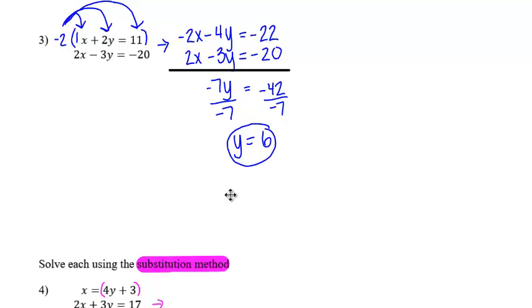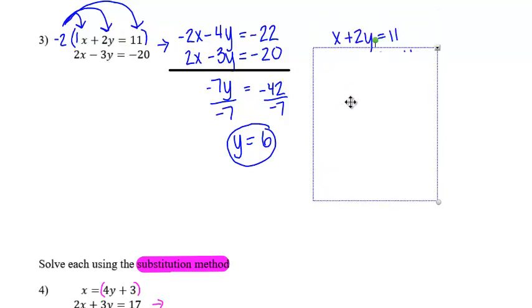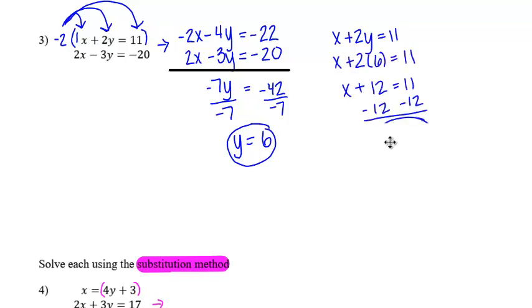But remember, your solution is the x comma y, not just the y. Take that y, plug it in, get the x. Doesn't matter which one you plug it into. Pick one. I picked the top one. Plug in your y and get out your x. You need to write the solution too. Don't forget that. So -1, comma 6.